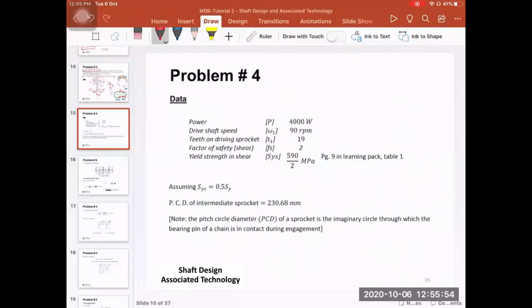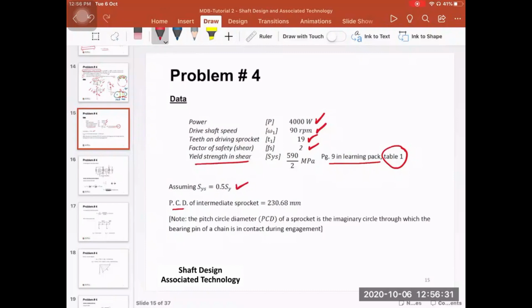So based on that, we have the power as 4 kilowatts, or 4,000 watts. 90 RPM is the speed of the driving shaft or the motor. 19 teeth on this driving sprocket. Factor of safety is 2. The yield strength in shear is half of the yield strength of the material in tension. This is based on the table. And then this is our assumption here.